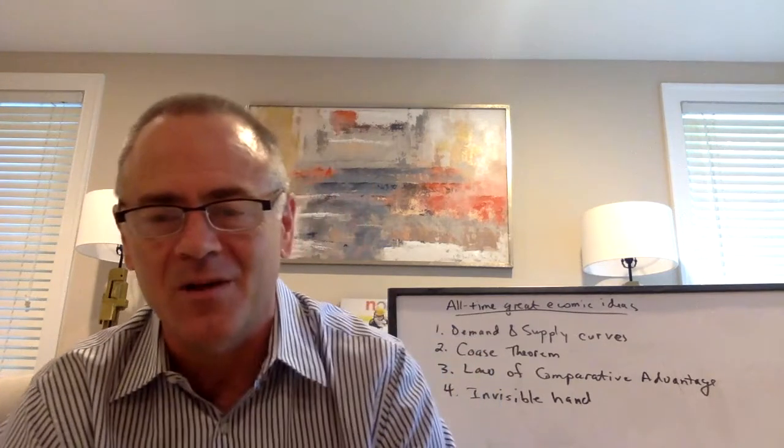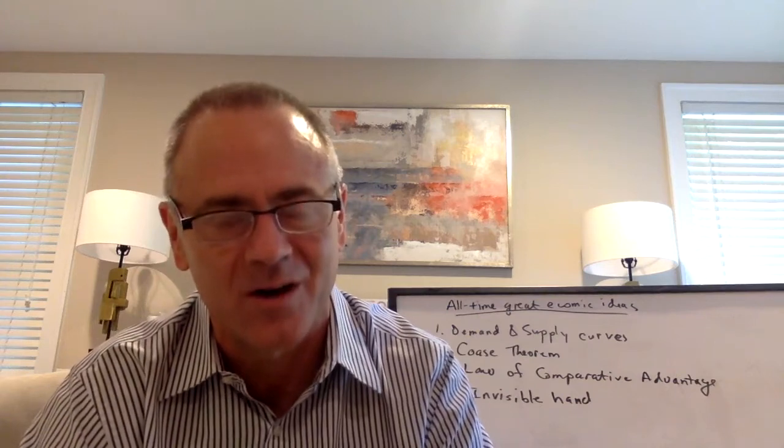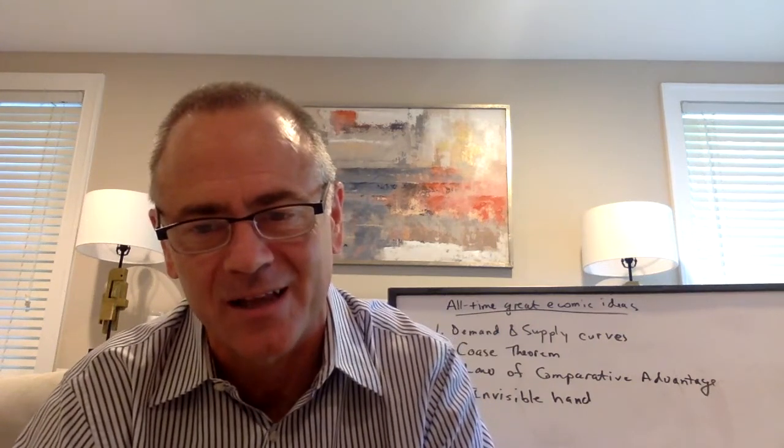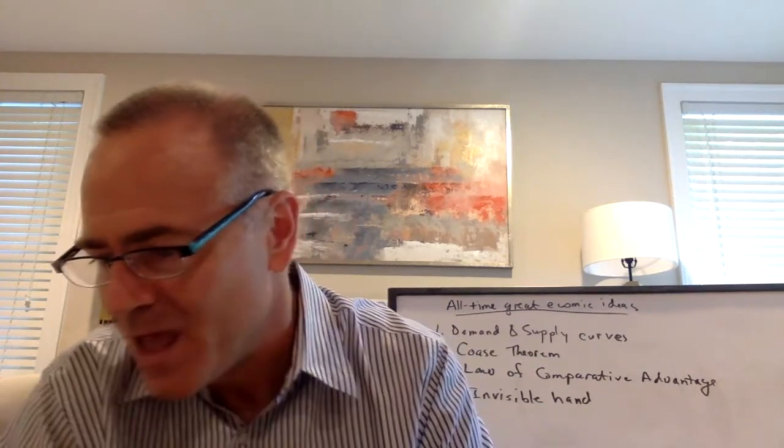So everyone kind of knows economics is about demand and supply curves. Number two is the Coase theorem. We're going to talk about that. That's from Ronald Coase. Actually, number 2 and 3, I think, are about tied, but I put Coase theorem slightly ahead. Number 3, law of comparative advantage, what we're going to do today. Then number 4 is invisible hand. Okay, so last week we did number 4. This week we're going to do number 3.